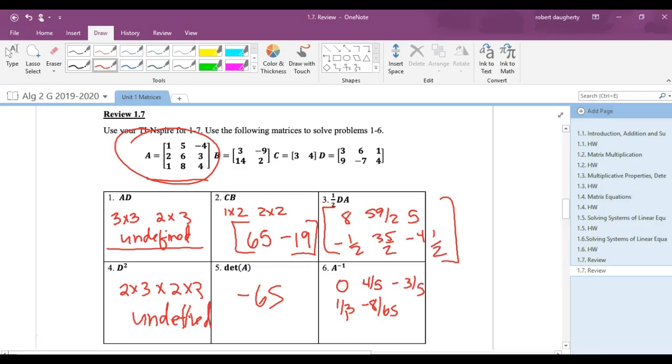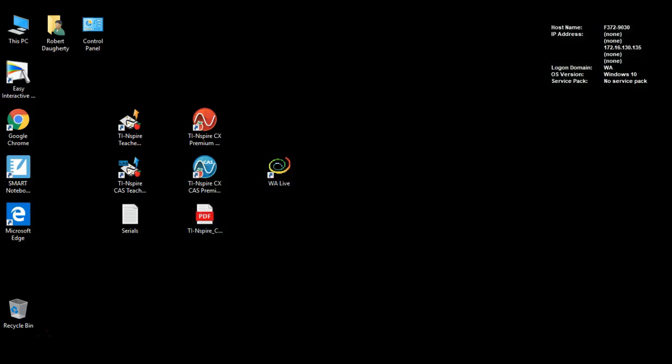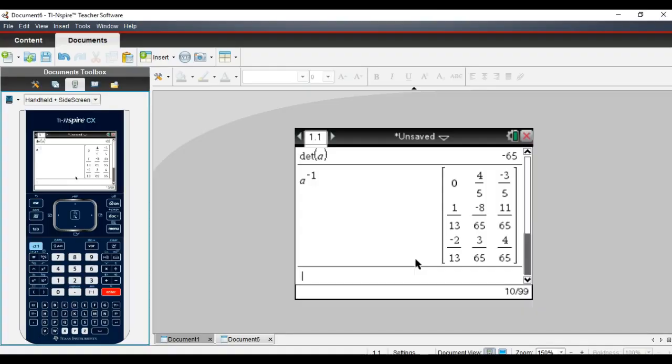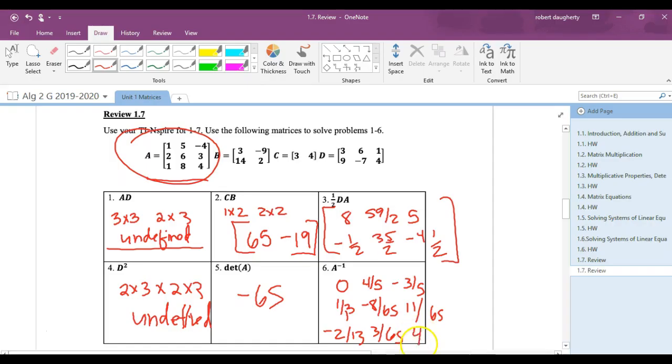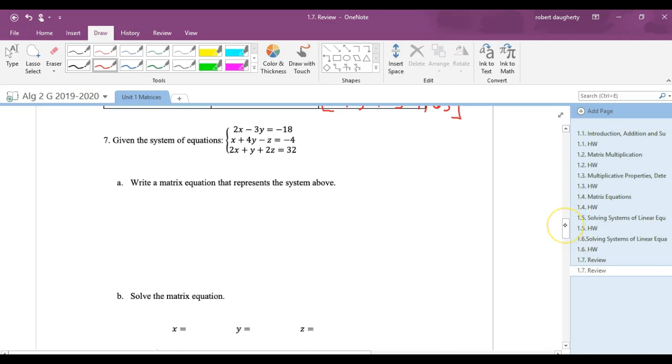11 over 65, and then 2 over 13, negative 2 over 13, 3 over 65, and the last number is 4 over 65. It's a matrix, got to have the brackets, okay? That's my 3 by 3 matrix, which is the inverse of A. Okay, so again, this is testing matrix skills with the calculator.